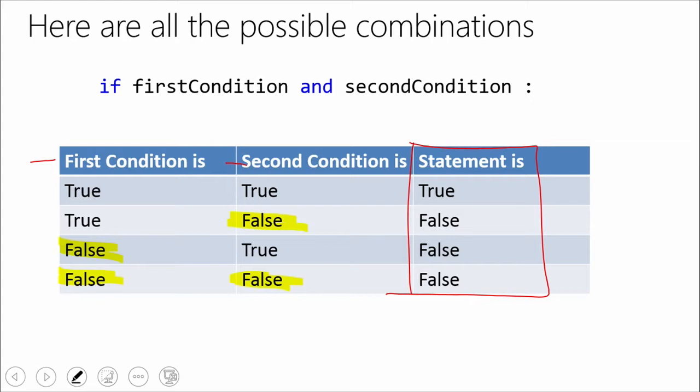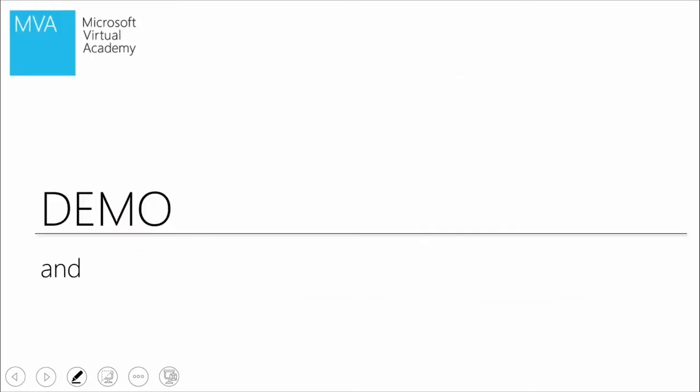If there's a false anywhere, the answer is false. When you're using an and statement, everything has to be true for it to be true and to execute the code. Exactly.